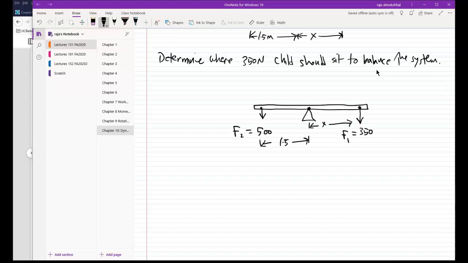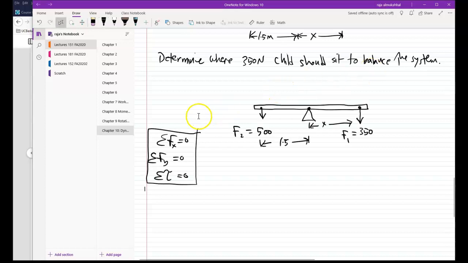Let me apply the equilibrium position. Remember, there are three equations for equilibrium. Sigma Fx equals 0, sigma Fy equals 0, sigma tau equals 0. Got it? These are the equilibrium formulas, okay? Now, you agree with me, sigma Fx does not apply for our condition. Why doesn't it apply? Because there is no X component here, right? It's all in the Y direction, so we can just ignore that.